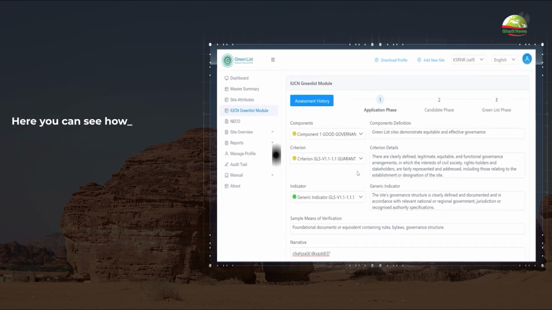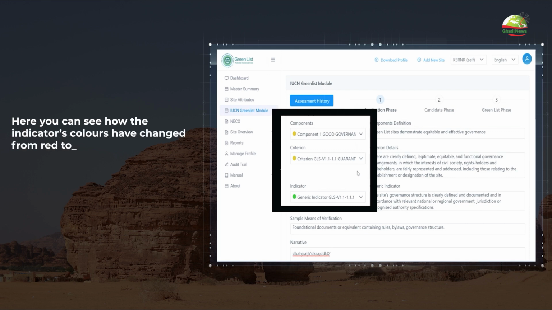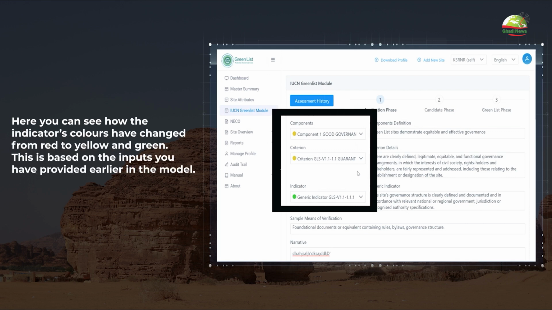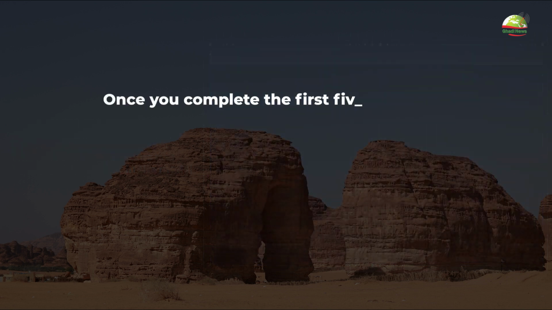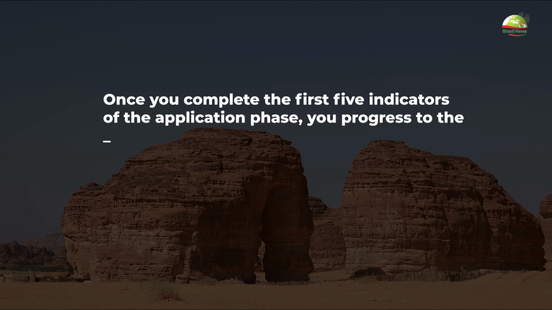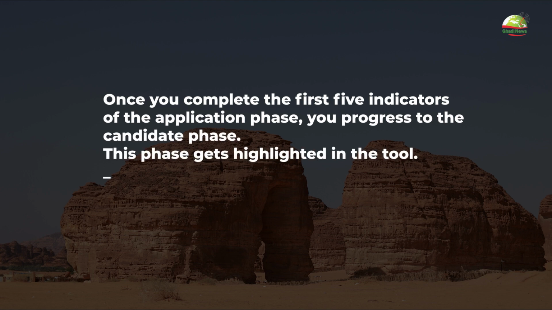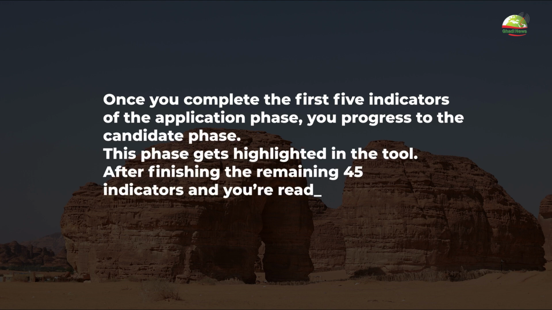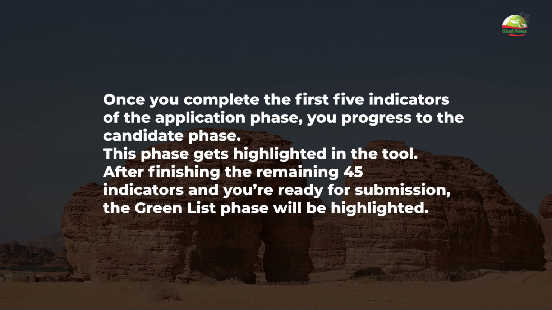Here you can see how the indicators' colors have changed from red to yellow and green. This is based on the inputs you have provided earlier in the model. Once you complete the first 5 indicators of the application phase, you progress to the candidate phase. This phase gets highlighted in the tool. After finishing the remaining 45 indicators and you're ready for submission, the Green List phase will be highlighted.